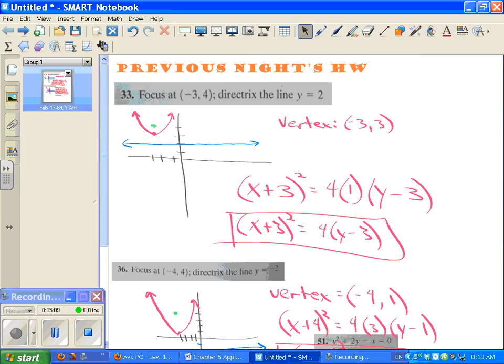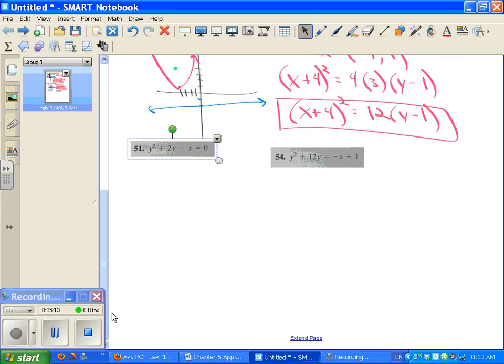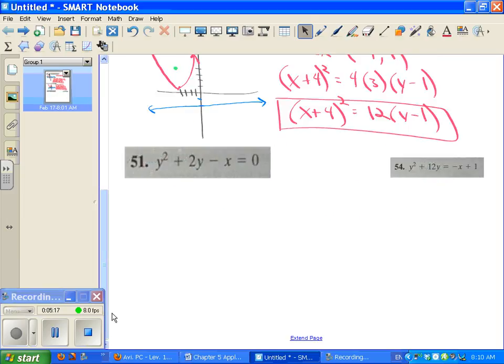All right, now you've got to do a little algebra, which makes them a little trickier. Okay, first of all, is 51 going to be an open up and down or an open left and right? Left and right. How do you know? Because of the y squared. Yep, it's a y squared problem. So I want to get everything that's not a y away from this. So we're going to move this over here. So I'm going to have y squared plus 2y equals x.